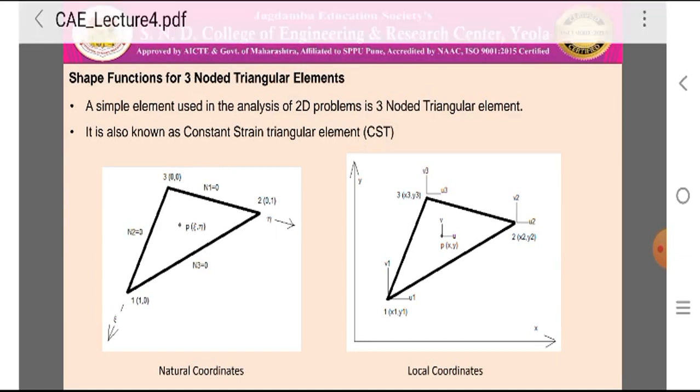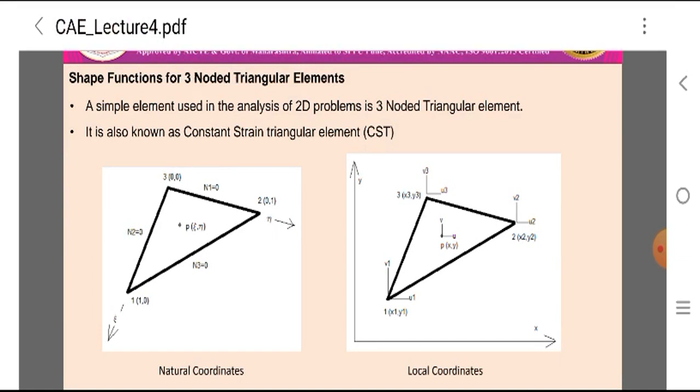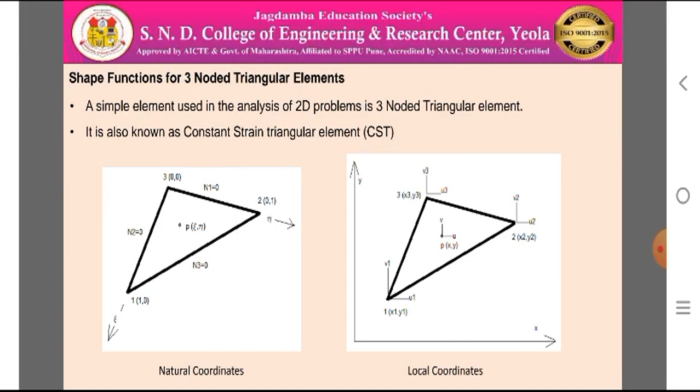The coordinates of node 1 are 1, 0 and coordinates at node 2 are 0, 1. The shape function at node 1, N1, is equal to 1, while the shape function N1 on the opposite sides, at node 2 and 3, is 0, and vice versa for other nodes. And P is any point inside the triangular element having coordinates epsilon and eta.